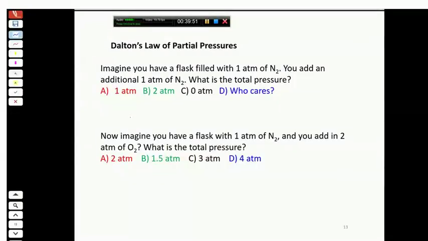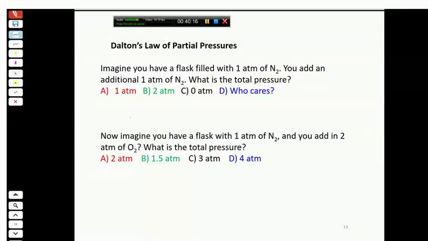Alright, so Dalton's Law says, let's say we have a flask that's filled with 1 atmosphere of nitrogen, N2. You add an additional 1 atmosphere of N2. What would be the total pressure? So A is 1 atmosphere, so the pressure stays the same if we add another 1 atmosphere of N2. B is 2 atmospheres, which would be the sum of the two.